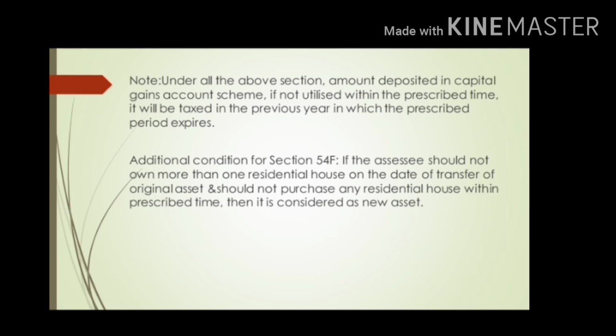This is an additional condition for section 54F. As per section 54F, we discussed the exemption of capital gains arising from the transfer of any long-term capital asset other than residential house property. There is an additional condition for section 54F. What is that? That is, the assessee should not own more than one residential house on the date of transfer of the original asset and should not purchase any residential house within the prescribed time, then it is considered as a new asset.